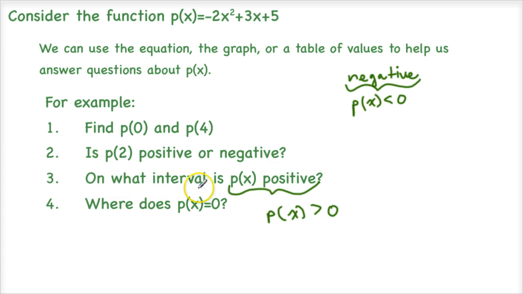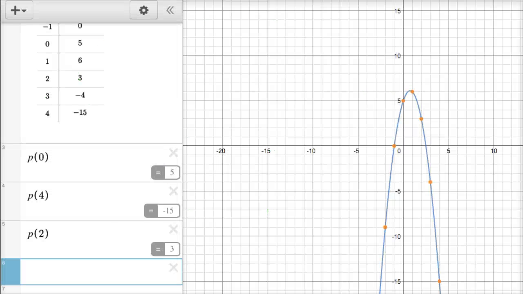Okay, and it's asking us on what interval. So remember, we're going to want interval notation. So let's take a look back at our graph. What interval is P of x positive? The graph is asking for the values of P of x being positive. So where are all the y coordinates positive? What interval are those all positive from?